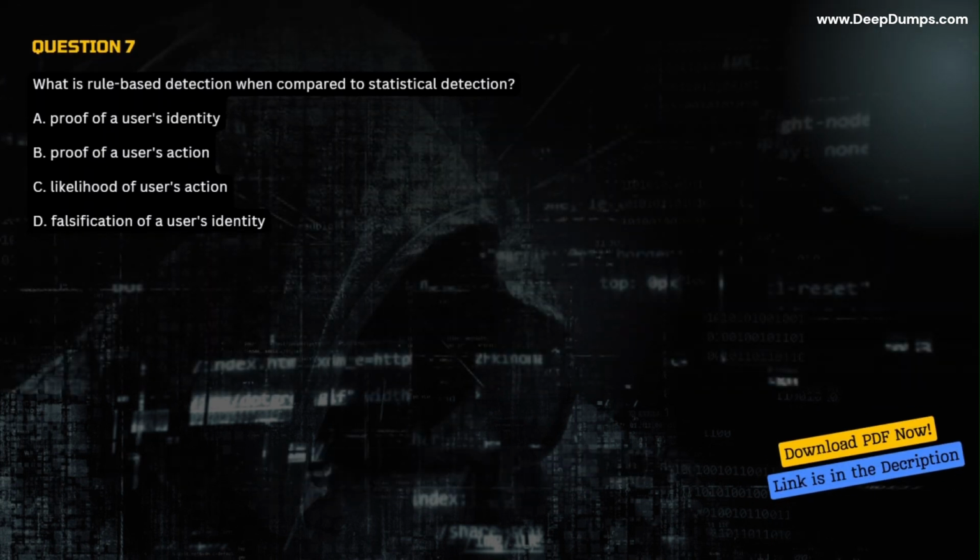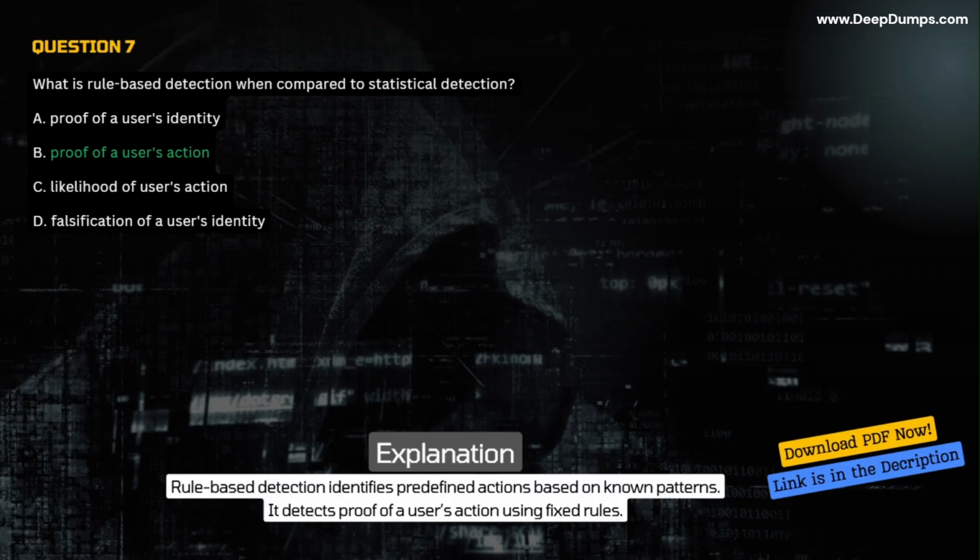Question 7. What is rule-based detection when compared to statistical detection? A. Proof of a user's identity. B. Proof of a user's action. C. Likelihood of user's action. D. Falsification of a user's identity. Correct answer B. Proof of a user's action. Explanation. Rule-based detection identifies predefined actions based on known patterns. It detects proof of a user's action using fixed rules.